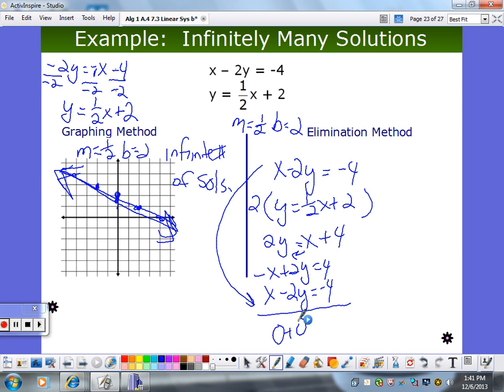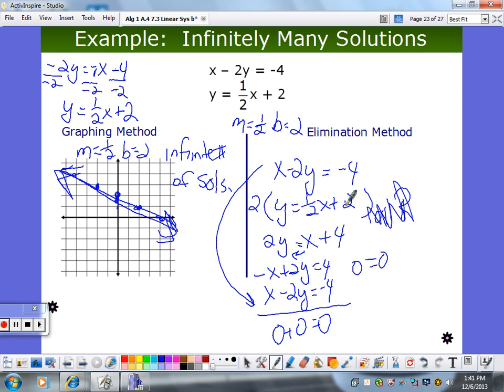0, 0, 0. 0 equals 0. That's true. It's weird, but it's true. What does that tell you? When you lose your variables and you get a true statement? All the numbers. All real numbers.